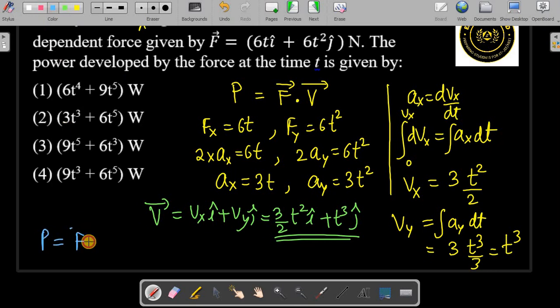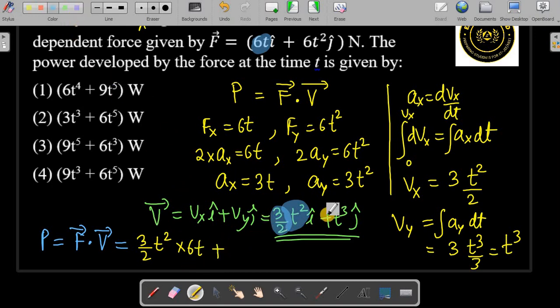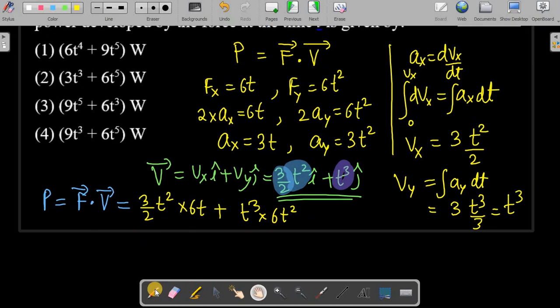Power is equal to force dot velocity. Let us just take the dot product. You know how to take the dot product. So this is the x component, 3 by 2 t square, and force is 6t. Let's just multiply. We'll get 3 by 2 t square into 6t, plus now the y component, in the same manner. This is t cube and this is 6t square. So let's just multiply t cube into 6t square. How much do we get? That will be the answer.